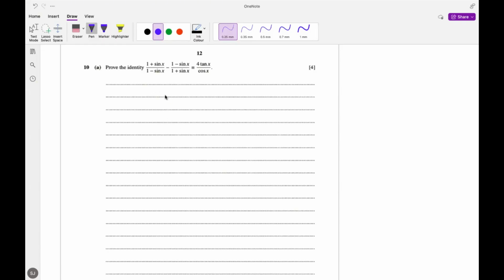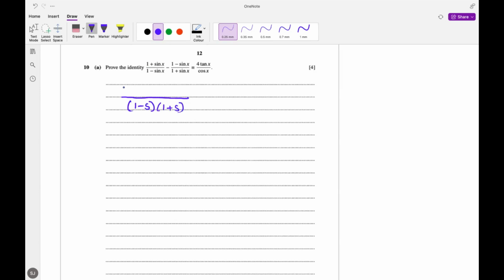In question 10, we have to prove the identity (1 plus sin x)/(1 minus sin x) minus (1 minus sin x)/(1 plus sin x) equals 4 tan x upon cos x. So in the first step, we can simply take the LCM in the denominator. So that will become (1 minus sin x) and (1 plus sin x).